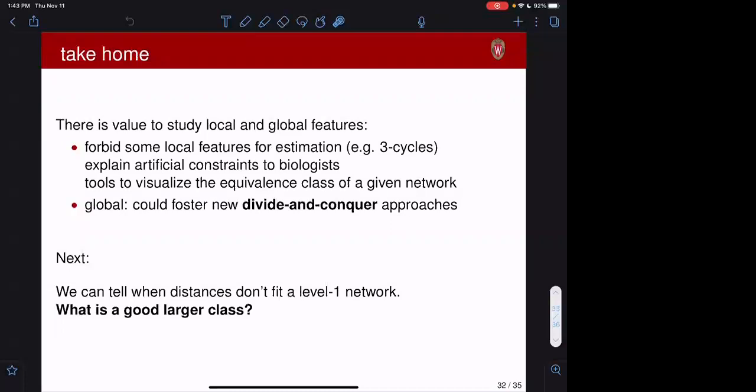And then global features could be really useful if they can lead to new divide and conquer approaches to infer networks. And then there are lots of things that I would love to do next. Level 1 is really a very small class of networks. It would be helpful to know what assumptions we need to make on the network to still get identifiability. What is a good larger class?